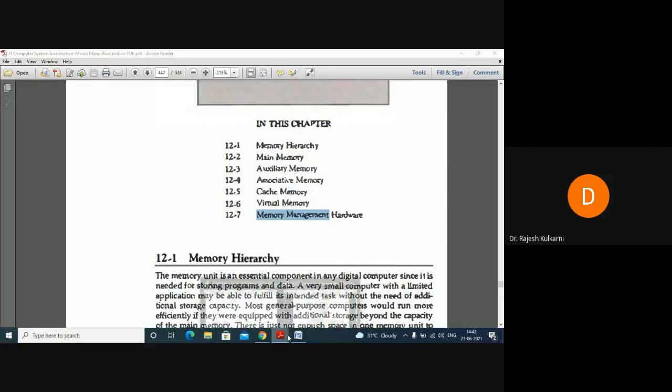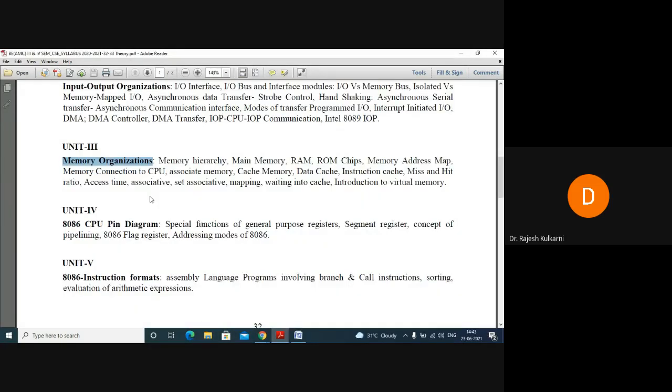So let us look at the syllabus point. In the syllabus point, you have memory organization, memory hierarchy, main memory, RAM, ROM chips, memory address map, memory connection, associative memory, cache memory, data cache, instruction cache, miss and hit ratio, access time, mapping, virtual memory. So this is basically your chapter.